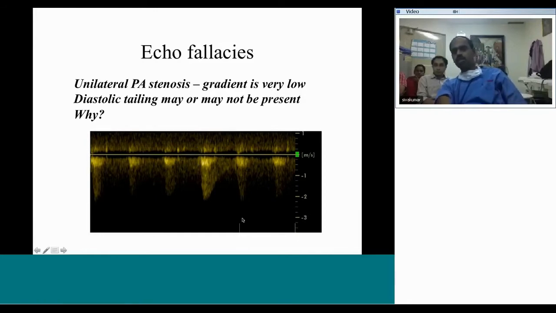Then people also talk about diastolic tailing. Diastolic tailing is an important feature. While that is true in coarctation, it's not true in PA stenosis.